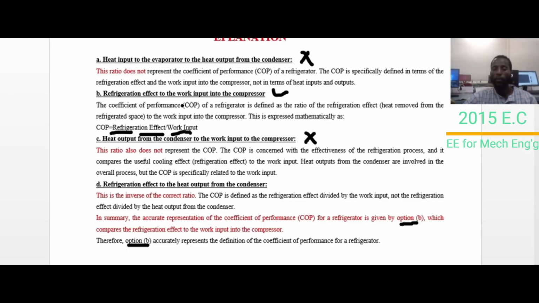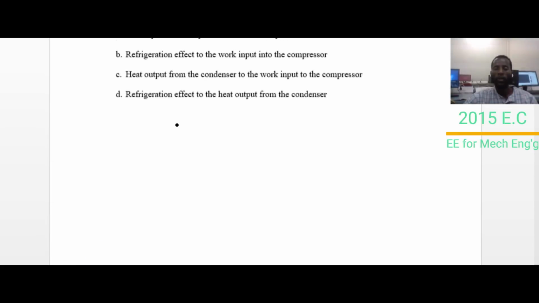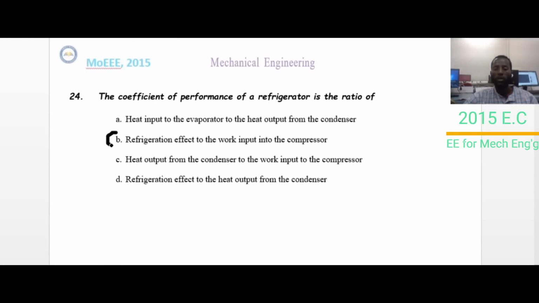The COP of a refrigerator is defined as the ratio of refrigeration effect to the work input into the compressor. Mathematically, it is calculated by using the formula refrigeration effect divided by work input. So B is the correct answer. The coefficient of performance of a refrigerator is the ratio of refrigeration effect to the work input into the compressor. The others are not correct.